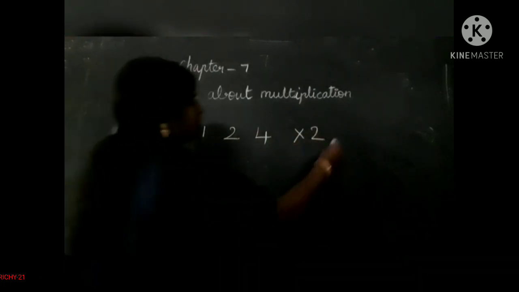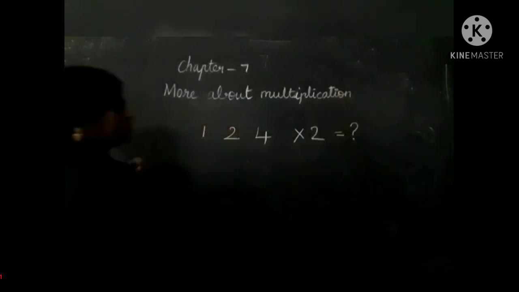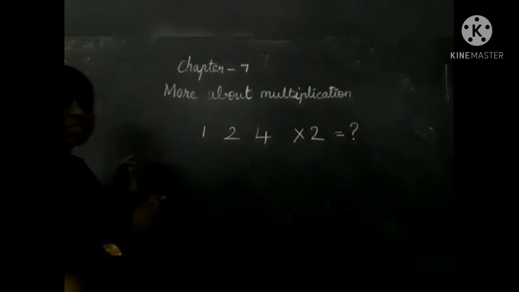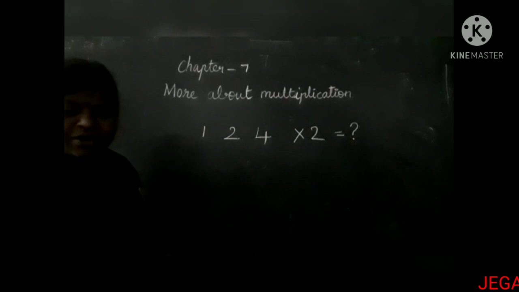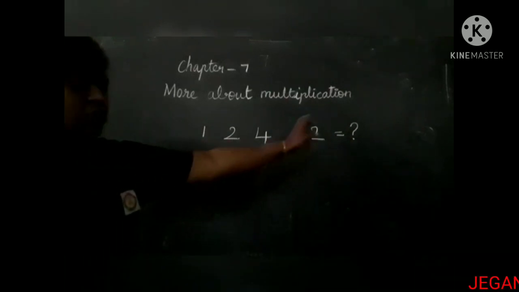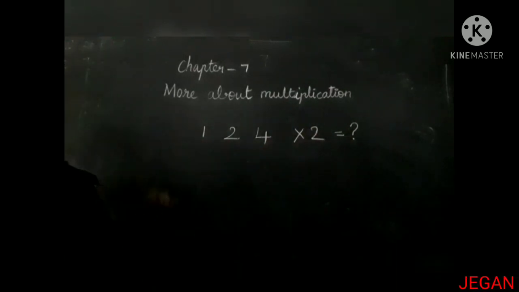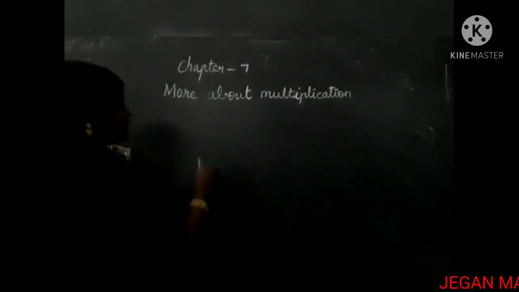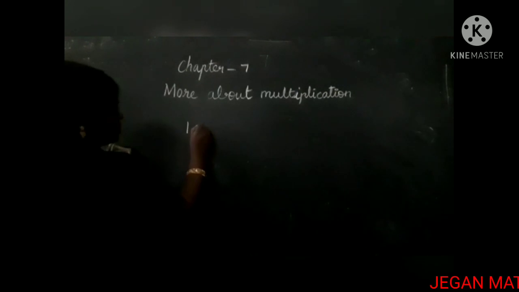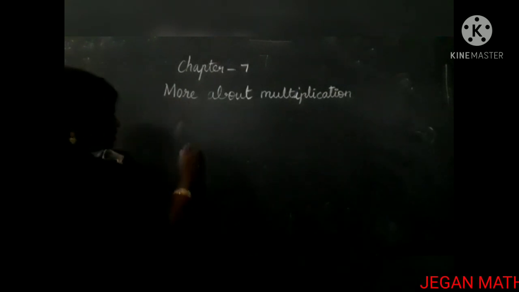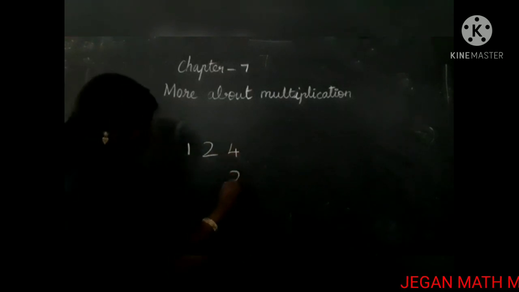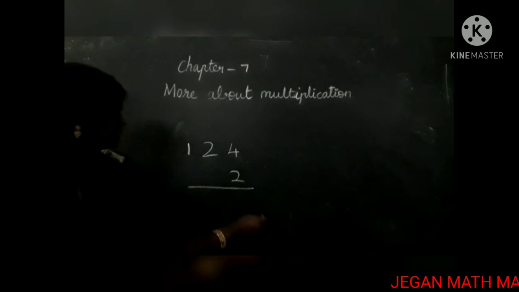One, 24 into 2. What is the answer? This is the question. It is in horizontal position. Now I am going to write it vertically. 124 into 2. What is the answer?